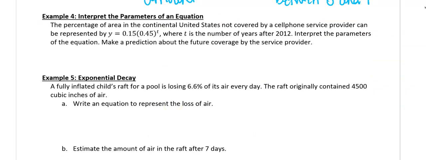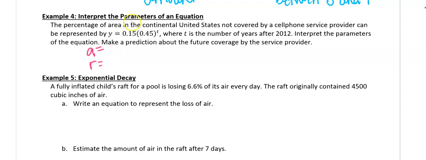So on number 4, we are just going to determine again the A value and the R value of the equation. So the rate and the initial value. The percentage of area in the continental United States not covered by a cell phone service provider can be represented by y equals 0.015 times 0.45 to the t, where t is the number of years after 2012. Interpret the parameters of the equation and make a prediction about future coverage by the service provider. We're actually not going to make the prediction. So A equals, just showing you what a problem would be like. A is our initial value, which would be what?